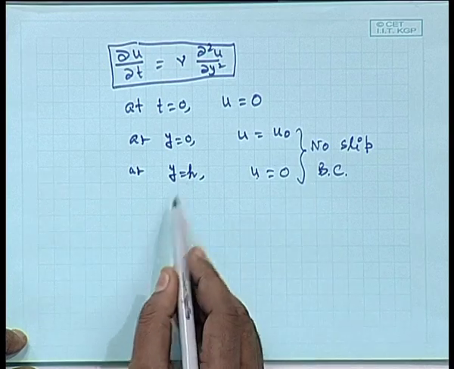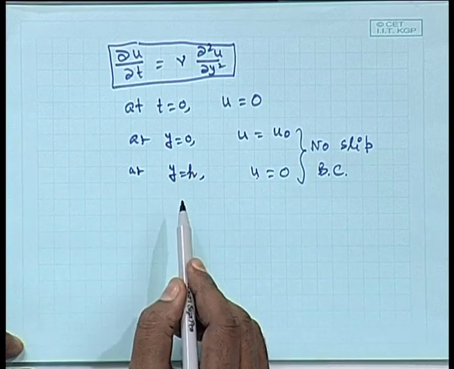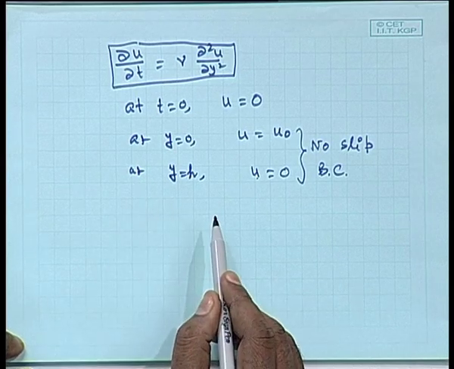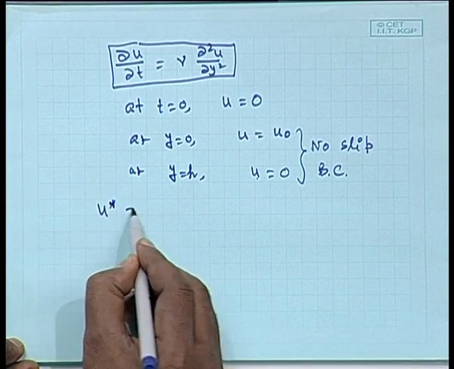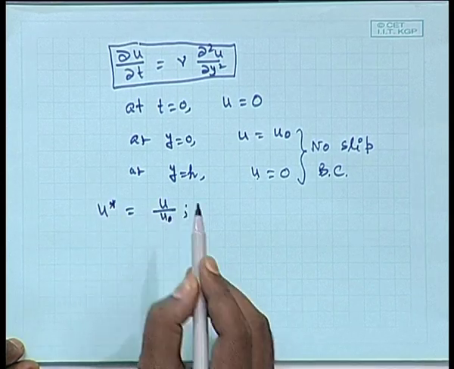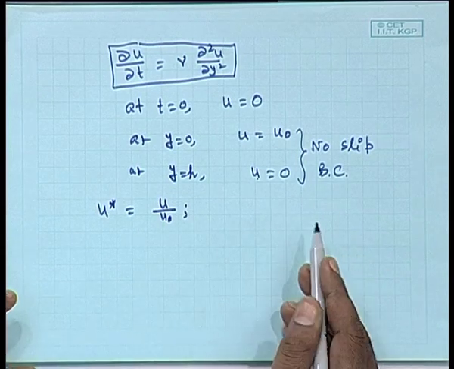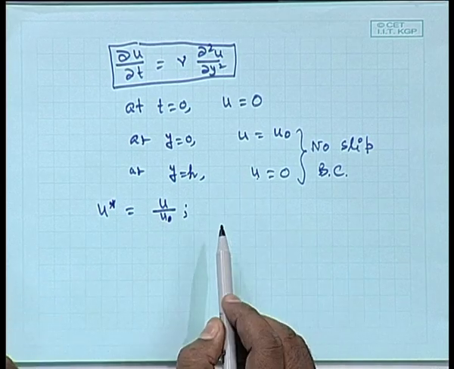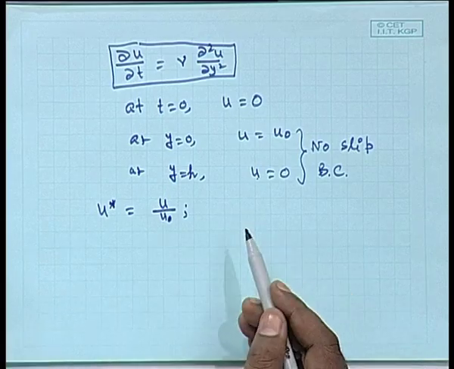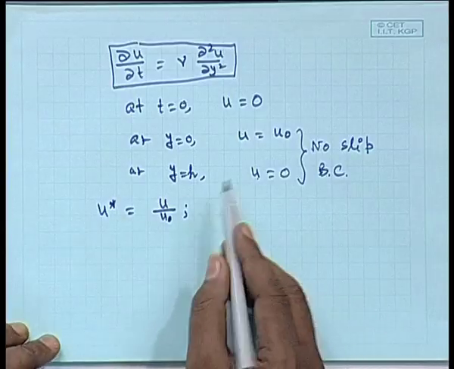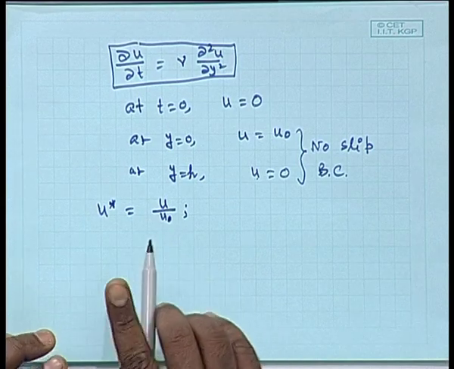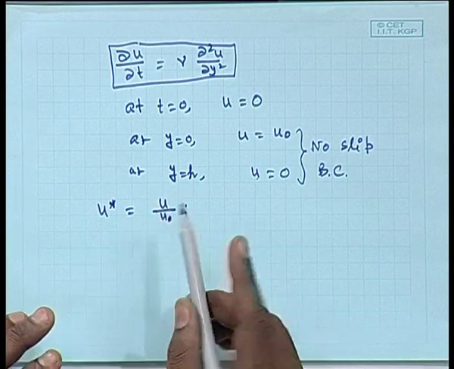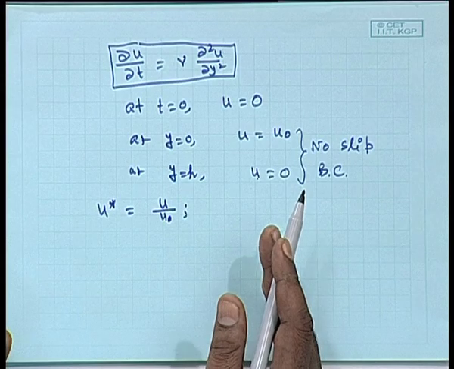Now, for our convenience we make all the dependent and independent variables dimensionless. So, we define u star as u by u naught. Either you do that or you may not. For a numerical problem, if you would like to have a numerical solution, this non-dimensionalization is essential, because that will make the problem well posed. If you define u star as u by u naught, the variation will be from 0 to 1. If you make y star as y by h, the variation of y will be from 0 to 1. So, the problem will be well posed.